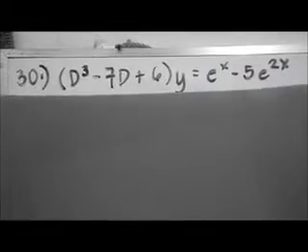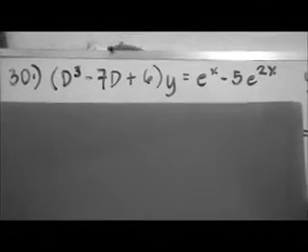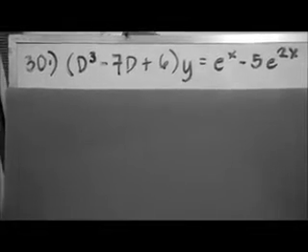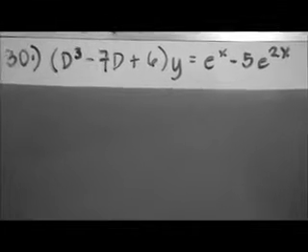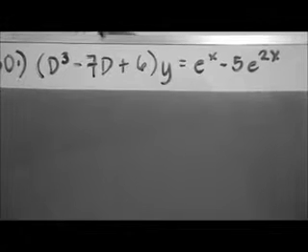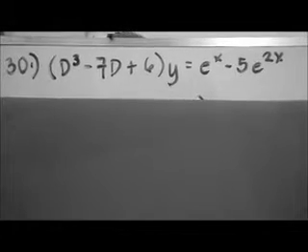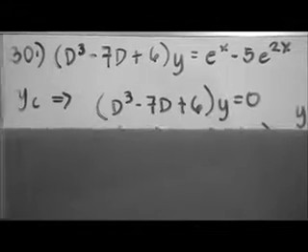Our third given equation is number 30 on page 107. D cubed minus 7D plus 6 times y is equal to e to the x minus 5e to the 2x. In order to get the complementary solution, which is yc, we need to solve D cubed minus 7D plus 6 times y is equal to 0.